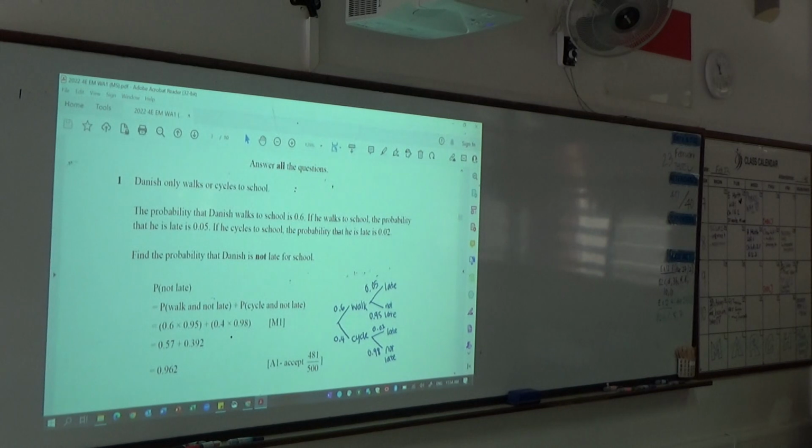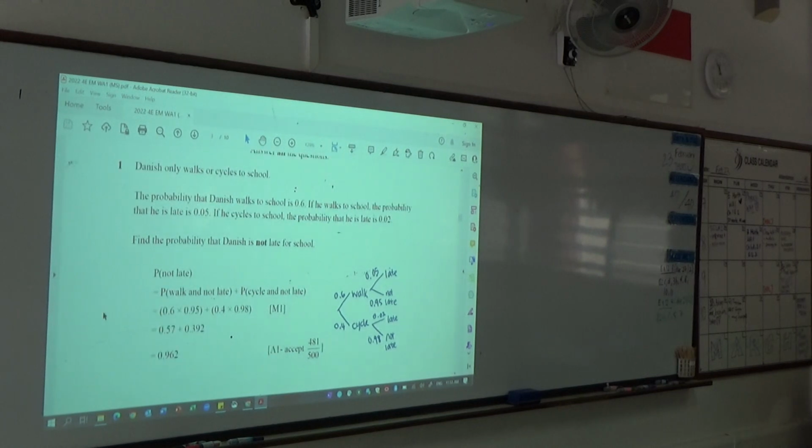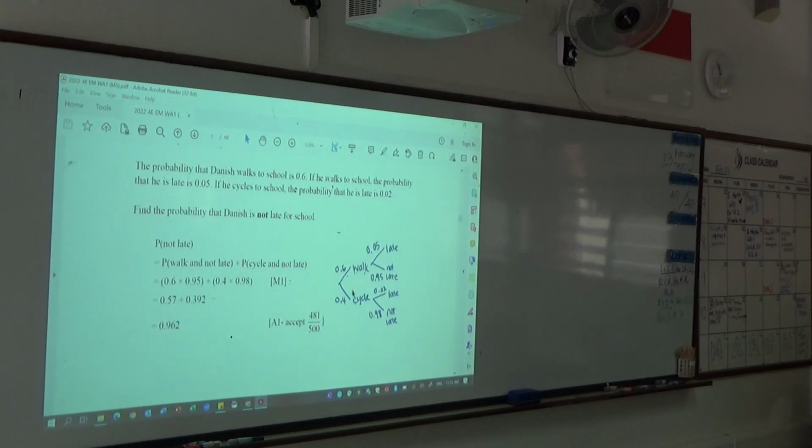So it says that the probability that Danish walks to school is 0.6. If he walks to school, then the probability he's late is 0.05. So how the tree diagram should look is that we talk about, is he going to be walking or cycling first? Then we talk about his late coming or not late coming. So this will be how a tree diagram will look.